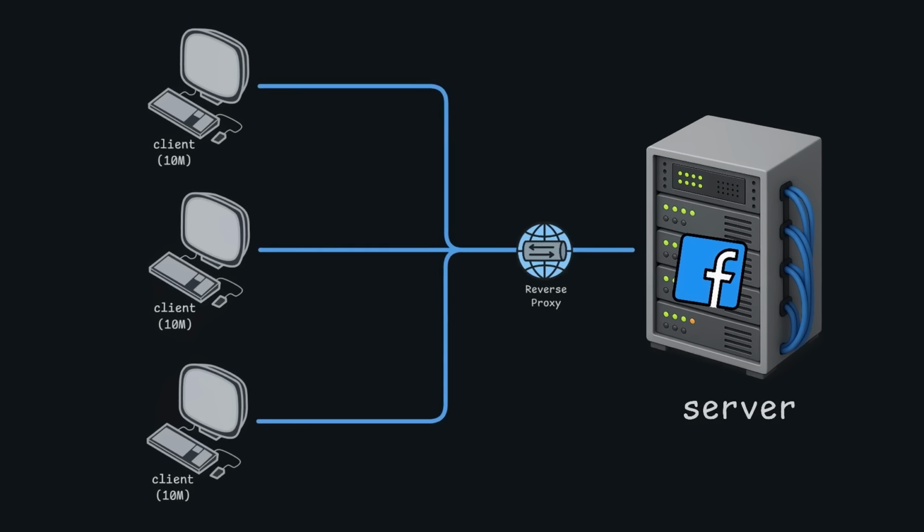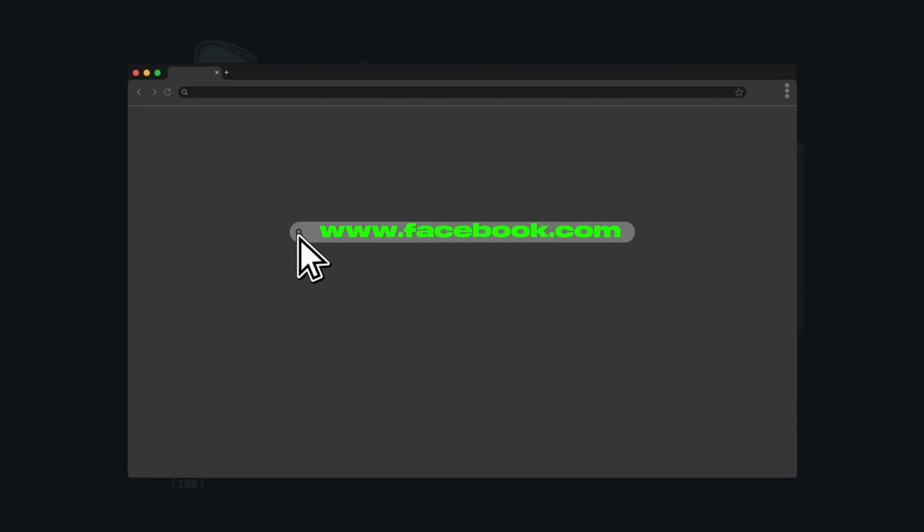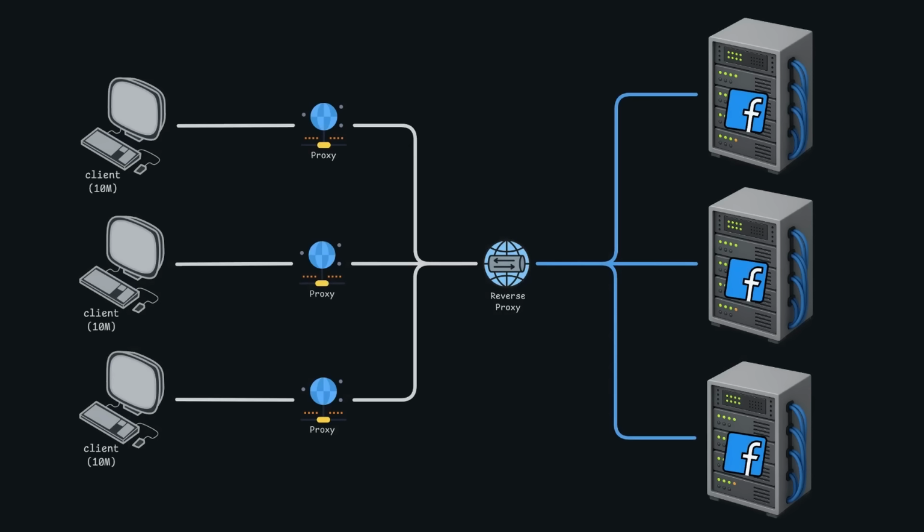While a regular proxy sits in front of the user, a reverse proxy sits in front of the server. When you type a web address into your browser, you're almost certainly not connecting to that company's actual main server. You're connecting to their reverse proxy. This middleman receives your request, inspects it, and decides which backend server should actually handle it. That single decision unlocks three massive advantages.